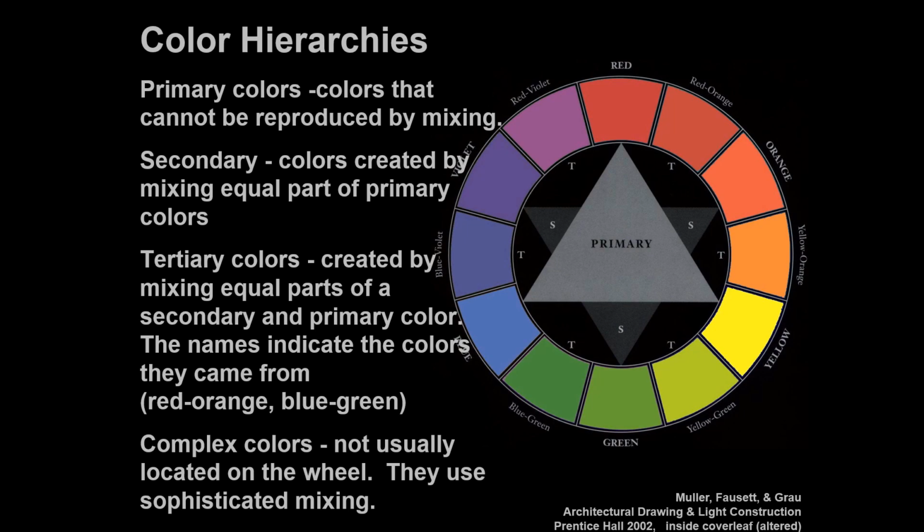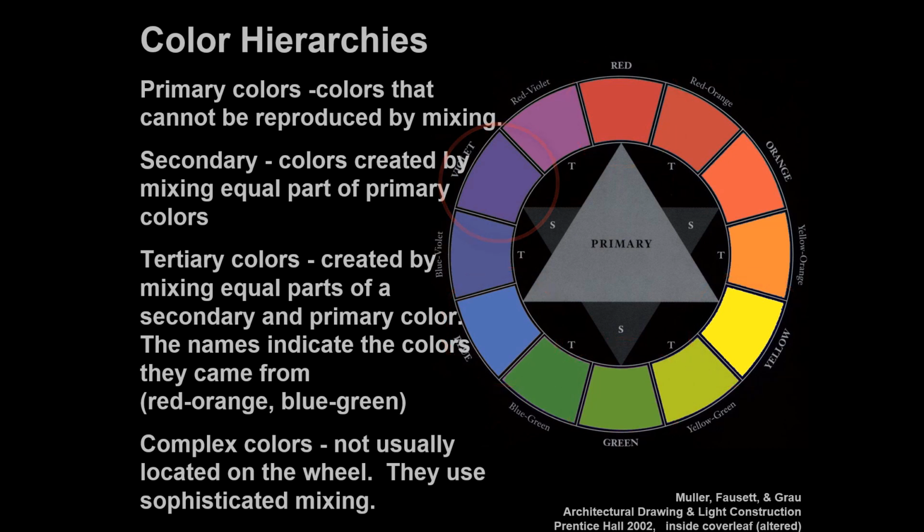Let's turn back to the colorant color wheel to review our terminology. Primary colors are those colors that cannot be reproduced by mixing. In our colorant color wheel, that's red, blue, and yellow. Secondary colors are made by equal parts of primary colors. So equal part of red and equal part of yellow will create a secondary orange. Equal part of yellow and blue, green, and blue and red, violet.